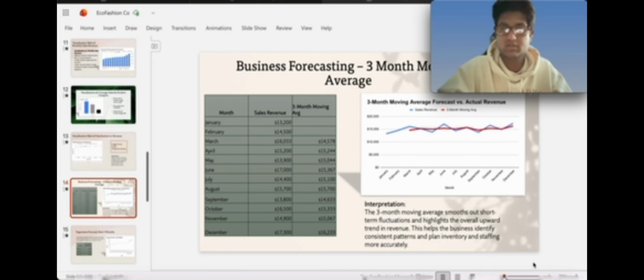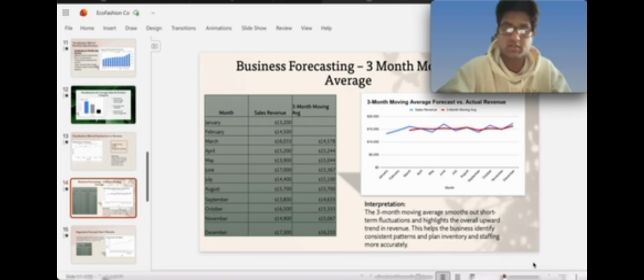Next, we have slide 14 with a business forecasting overview. Now that we've reviewed past performance, we move into forecasting. To help EcoFashion prepare for the future, we created two separate prediction models to estimate monthly revenue going forward. Forecasting is essential because it allows the company to make informed decisions about inventory, staffing, marketing budgets, and financial planning.